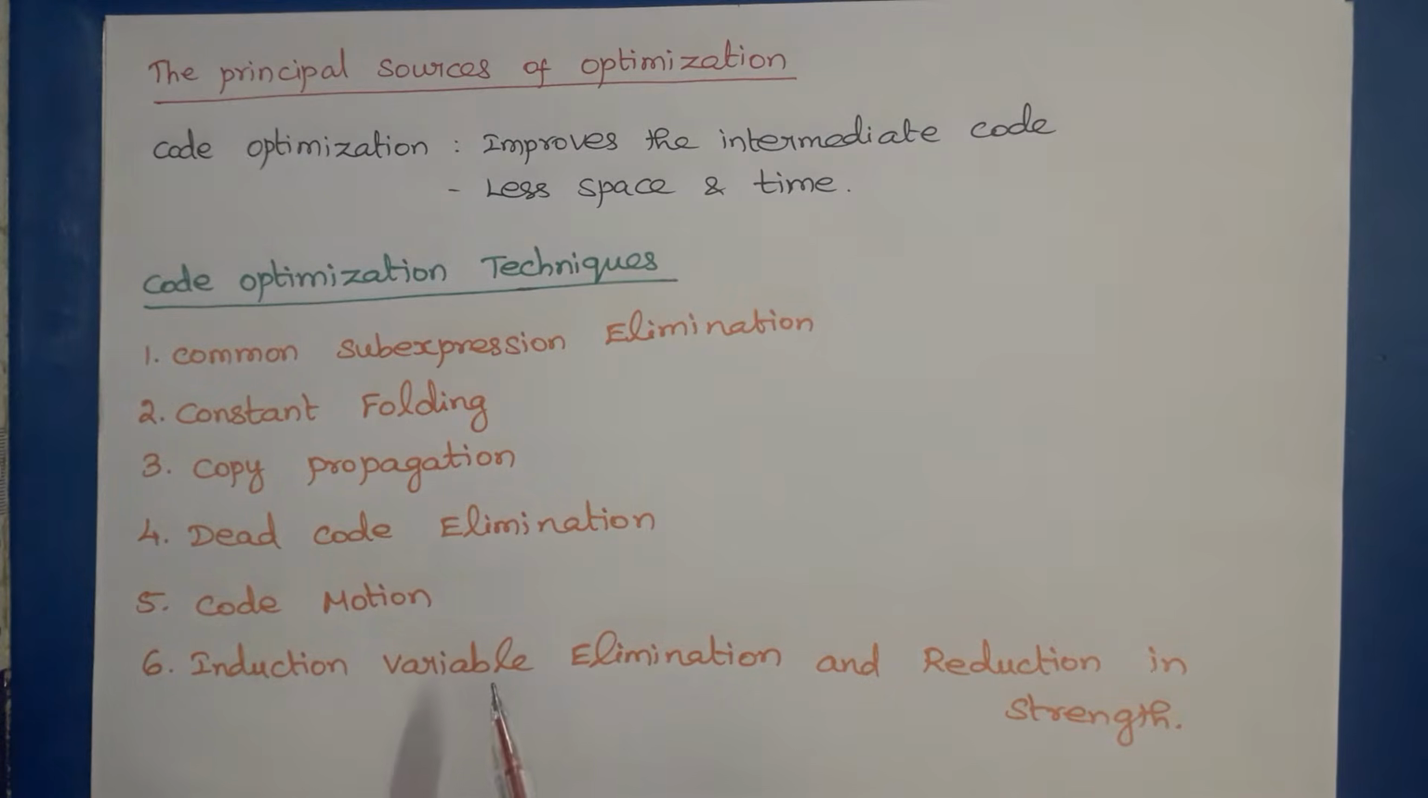These are the code optimization techniques, and they should preserve the meaning of the program. It should not change the meaning of the program, and we have to get some improvement in the code. Otherwise, there is no need to apply the code optimization. So these are the properties. One is it should preserve the meaning of the program. Another one is it should reduce the space and the running time of the code.